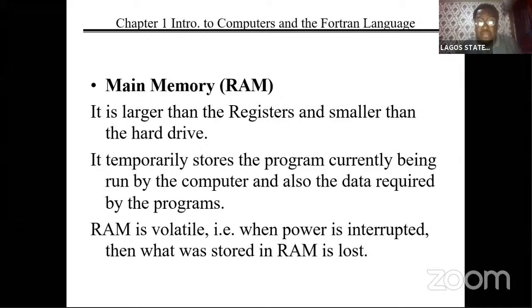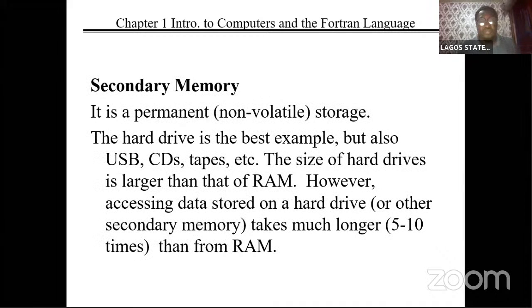What do we mean by that? When it is shut down, when there's no power in it, the RAM will not store the data. All the data in the RAM is lost if there is an interruption in power. So if you are working on your RAM and there is a sudden power outage, your data at that point will be lost.